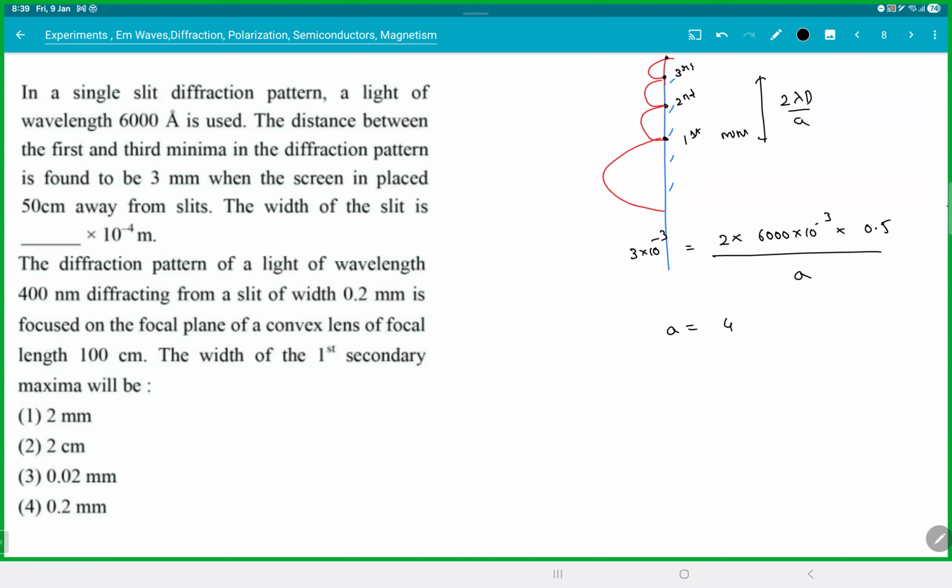That is 2, 1, 2, 2 will go off. I think that will be 2 into 10 power minus 4 meters, I guess. Check out your answer. I'll leave the calculation to you. Clear with this? What about the second thing?